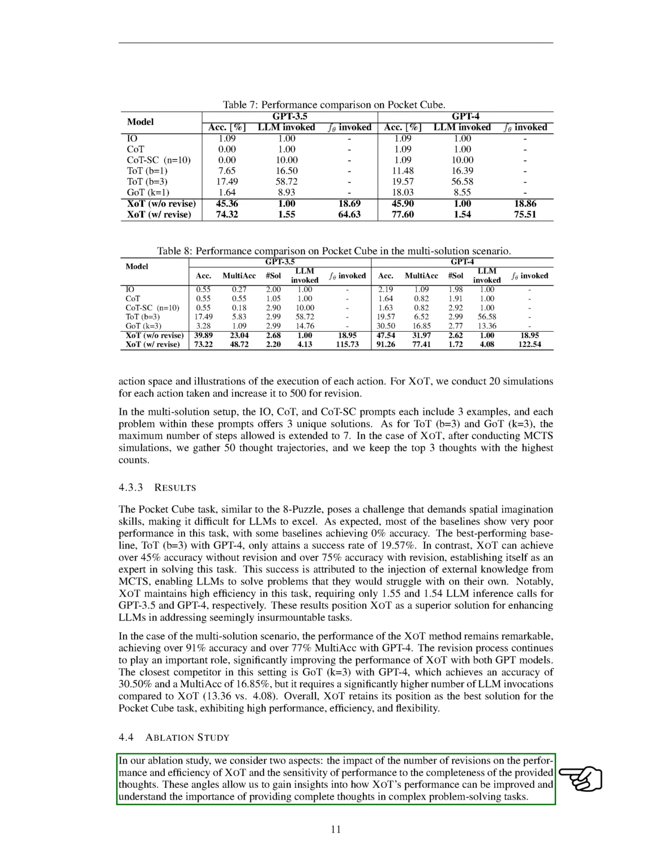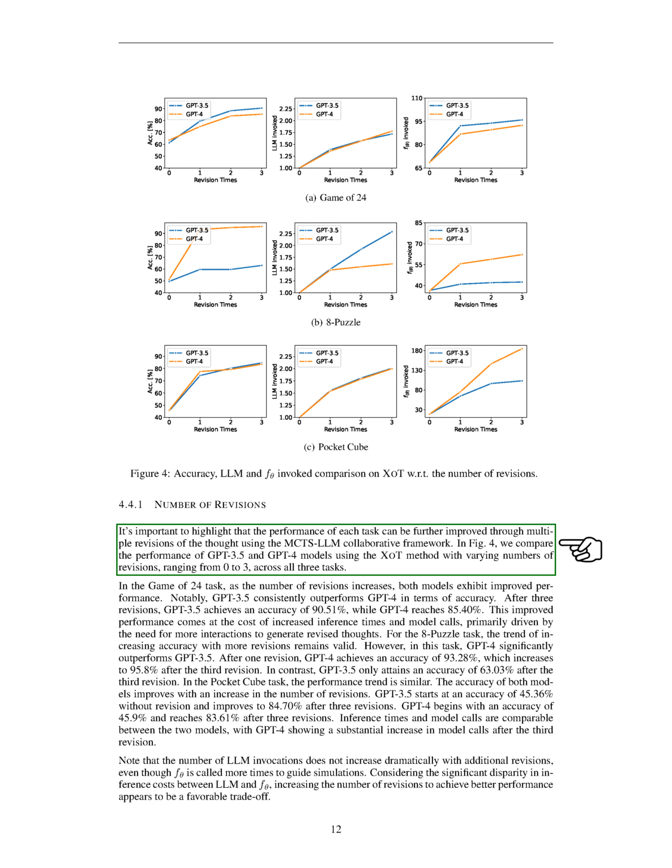We also conducted an ablation study to understand the impact of the number of revisions on the performance and efficiency of XOT and the sensitivity of performance to the completeness of the provided thoughts. This helps us understand how to improve XOT's performance and the importance of providing complete thoughts in complex problem-solving tasks. We found that the performance of each task can be further improved through multiple revisions of the thought using the MCTS LLM collaborative framework. As the number of revisions increases, both GPT-3.5 and GPT-4 models show improved performance. However, this comes at the cost of increased inference times and model calls, primarily due to the need for more interactions to generate revised thoughts.